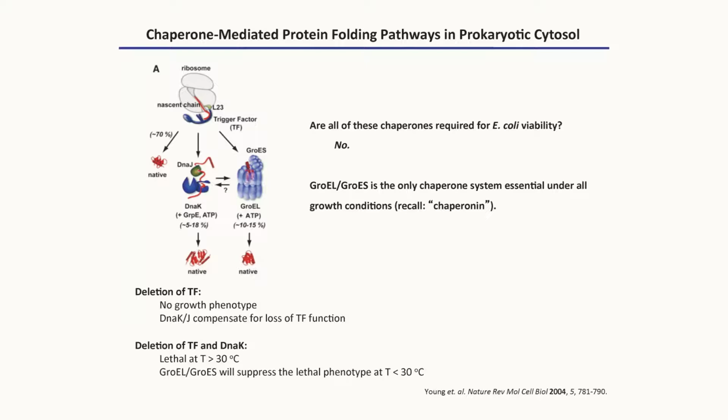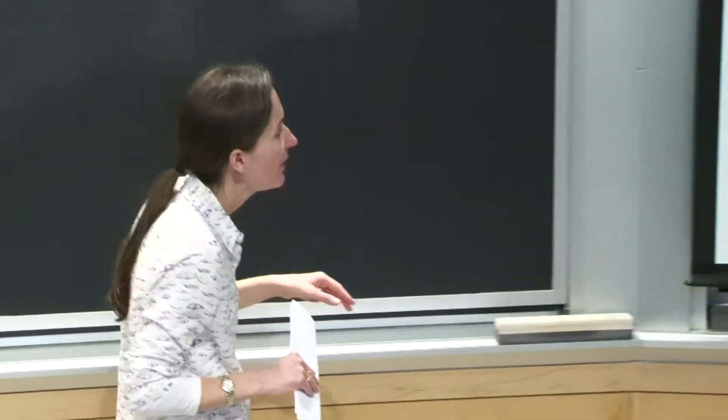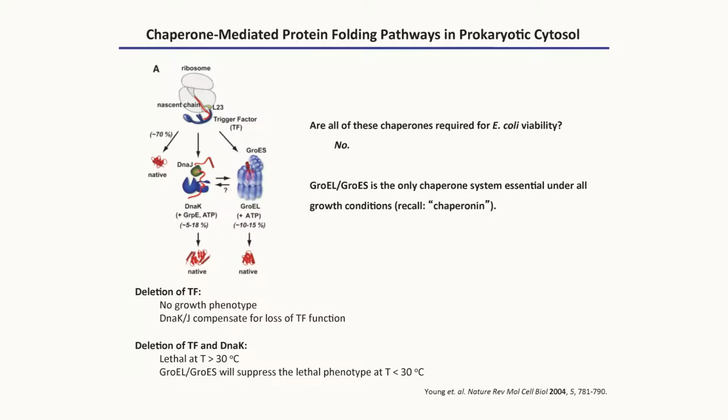And just one observation: if trigger factor is deleted, okay, there's no growth phenotype. Is that surprising, right? That observation may depend on growth conditions, but say you're in some standard growth conditions. What's observed is that in the absence of trigger factor, DnaK and J can basically compensate for that loss of function. Okay, but then if trigger factor and DnaK are deleted at higher temperatures, that becomes lethal. The cells can't cope. But at lower temperature, GroEL, GroES can compensate for that loss of function.